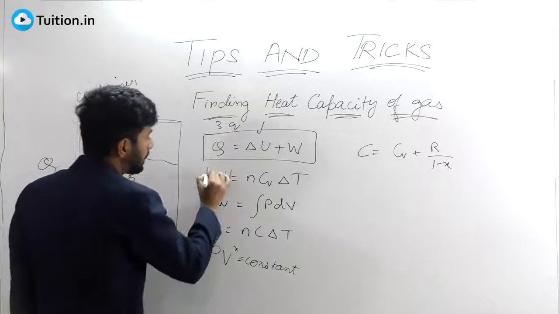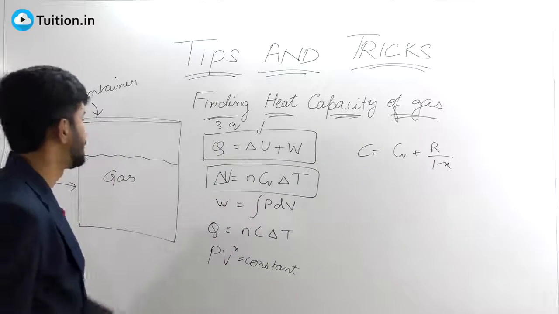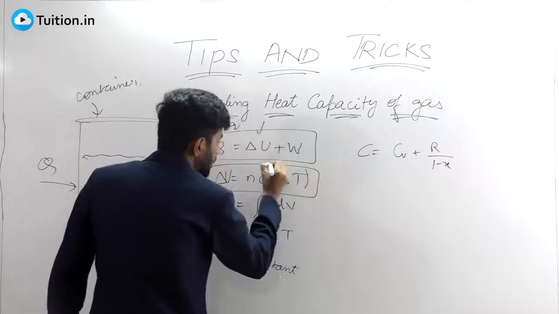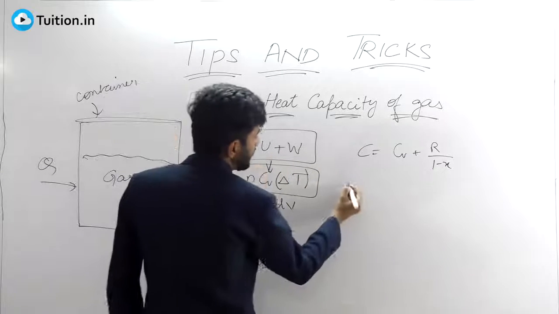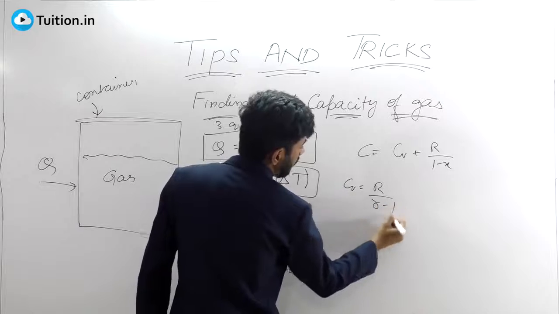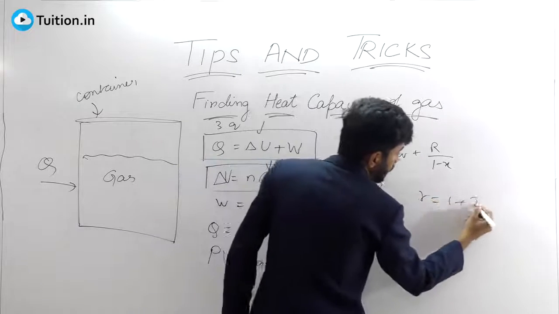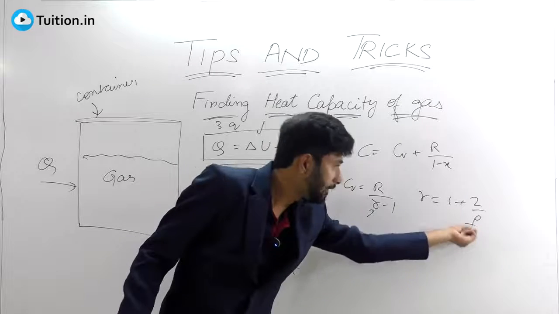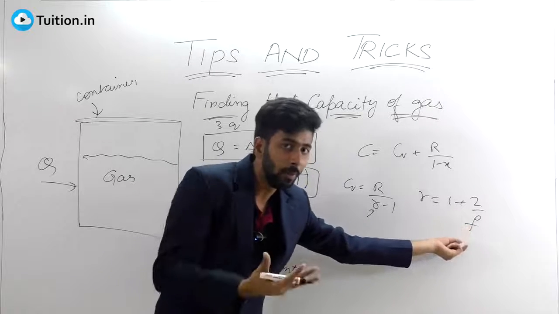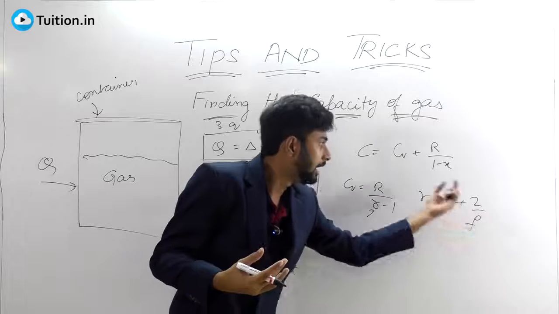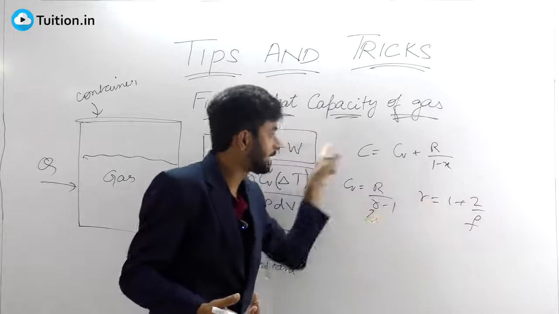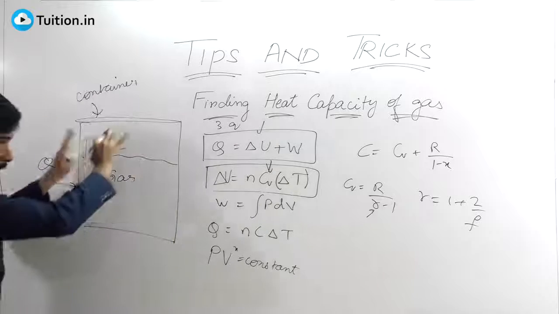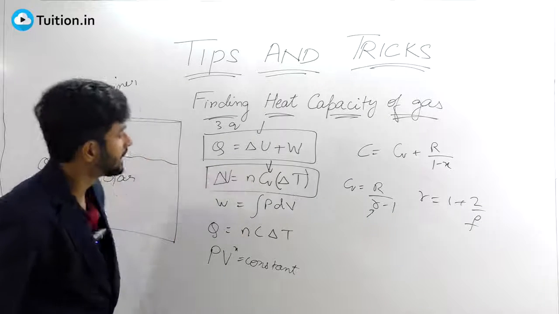Then you have to just find the third quantity. Remember, the formula for delta U is always N CV delta T, no matter what the gas is. CV's formula is R by gamma minus 1, where gamma is 1 plus 2 by F, where F is the degrees of freedom of the gas. Depending upon whether it's monatomic, diatomic, or polyatomic, if you know F, you can get gamma. If you know gamma, you can get CV for the gas, and N CV delta T is delta U. No matter what your process is, your delta U will always be N CV delta T.